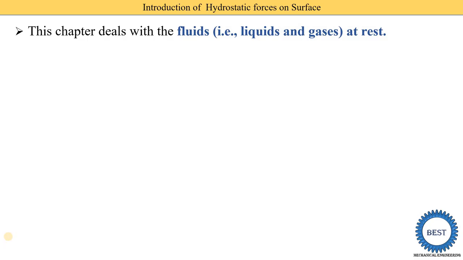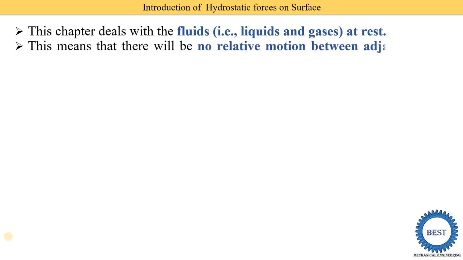The word hydrostatic is a combination of two words. One is hydro, the second word is statics. Hydro means water. Static means the fluid at rest. So in this chapter we deal with fluid. Fluid means liquid and gas at rest. But generally we discuss considering the fluid to be water. That's why the chapter name is hydrostatic force on surface. This means that there will be no relative motion between adjacent fluid layers.